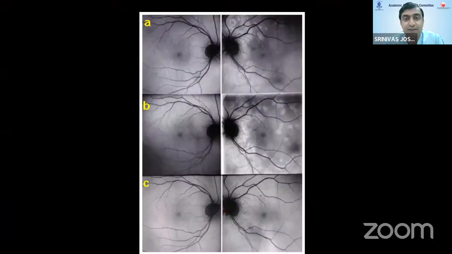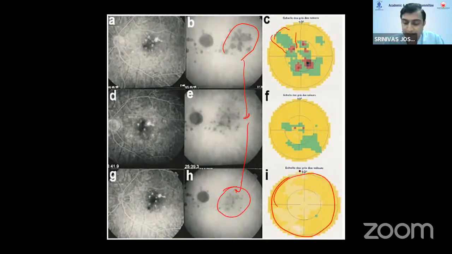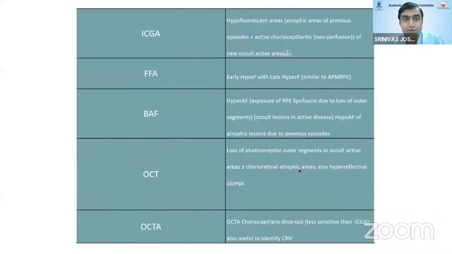So this is again a FAF picture which shows the progression, and after the treatment we see there is a complete resolution. And if you look at the 10 degree visual field perimetry, you can see these areas corresponding to these show scotomas. But again, after the initiation of treatment, you see fewer of these hypocyanescent areas, and although very few areas are there, there are very few scotomas as recorded in the visual fields.